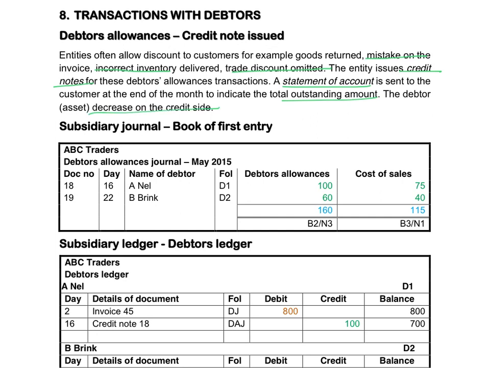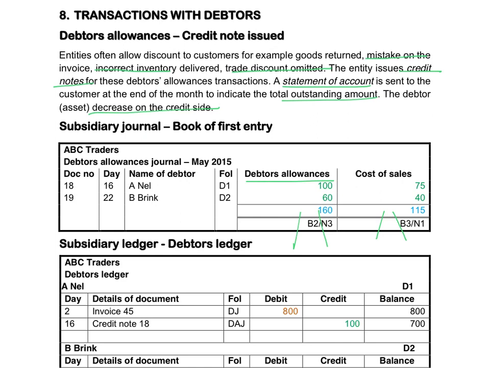We open a debtors allowances journal. It looks exactly the same as the debtors journal, except instead of sales here, we have debtors allowances. Here again, we don't have the same figure in two columns. So it means to complete a double entry, we will have to do a debit and a credit for the debtors allowances. And for the cost of sales, we'll have to do a debit and a credit entry.